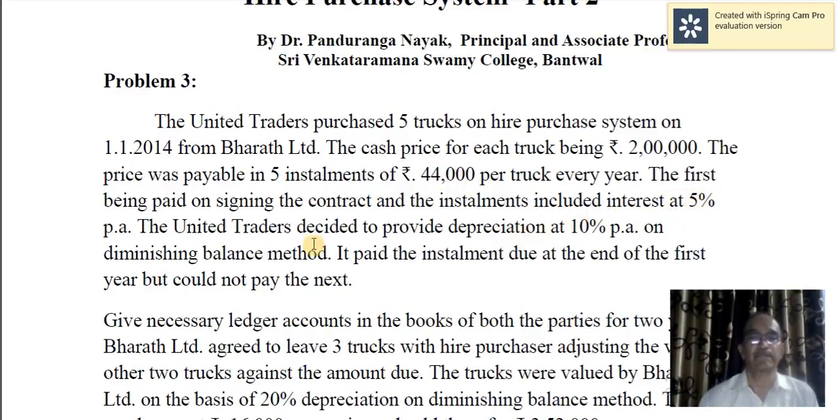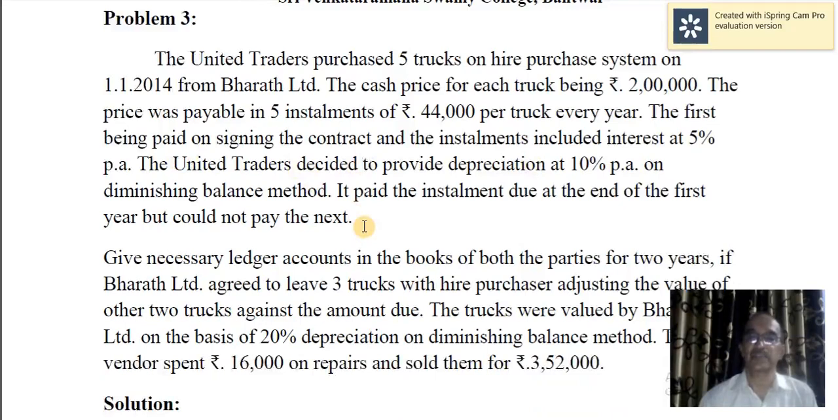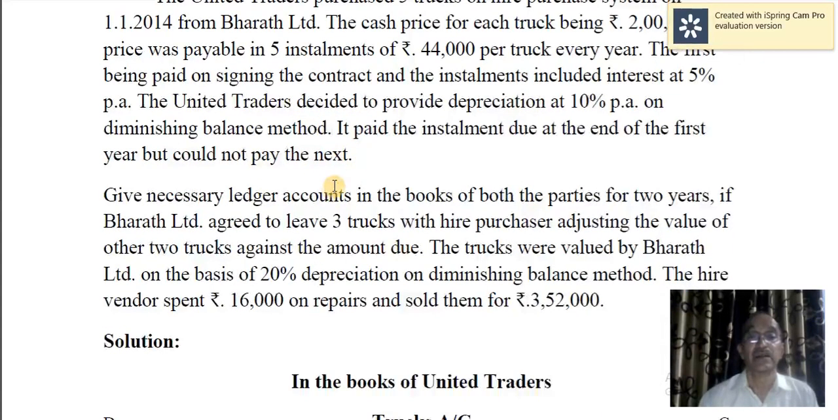United Traders decided to provide depreciation at 10% per annum on the diminishing balance method. It paid the installment due at the end of first year but could not pay the next. So in 2015 they failed to pay the installment. Give necessary ledger accounts in the books of both the parties for 2 years.